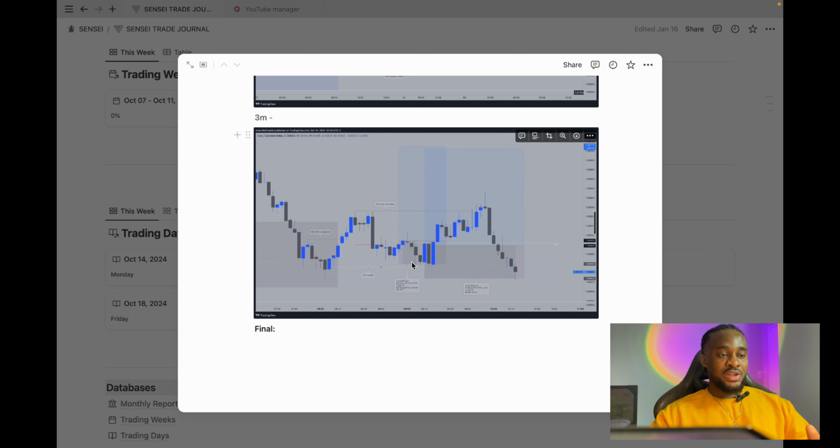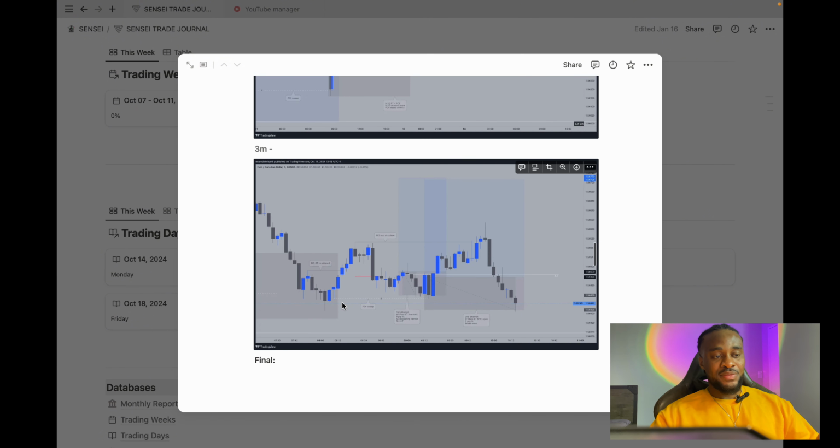which in this case is a loss, so I don't have a final. Usually when I take a win, I have a last picture that I go over, like the risk to reward and some other few details in the final. But since it's a loss, it usually stops at the M3.